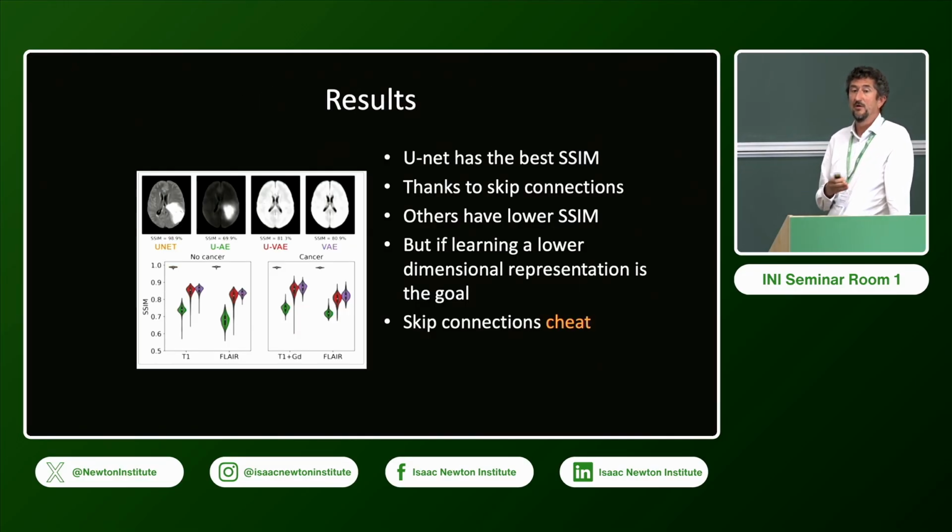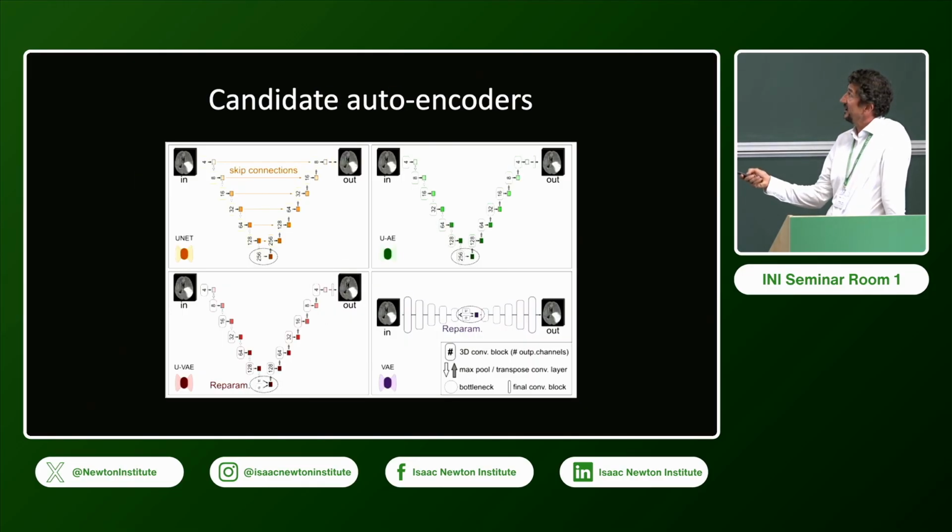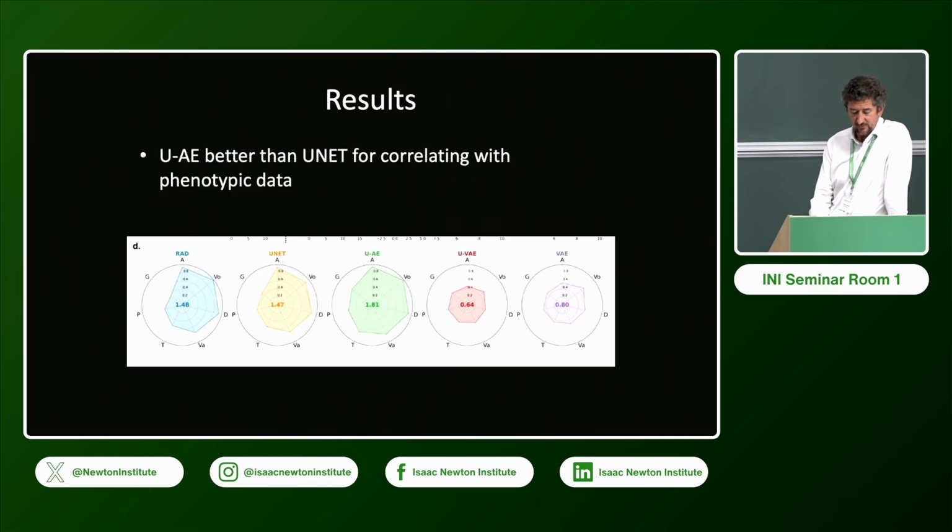And essentially what we observed here is that in terms of reconstructing the image, a UNET is always the best. But a UNET does have these skip connections, so essentially cheating in terms of reconstructing the image. It doesn't actually incorporate a lot of information in the embedding vector, which is what we want. So in terms of correlating the unsupervised representation of the image with phenotypes, for example, in UK Biobank, the regular autoencoder had the best performance.